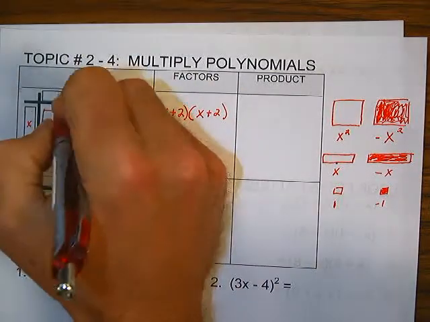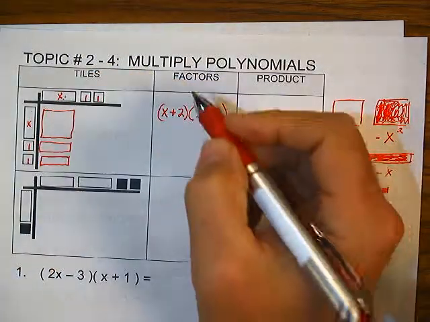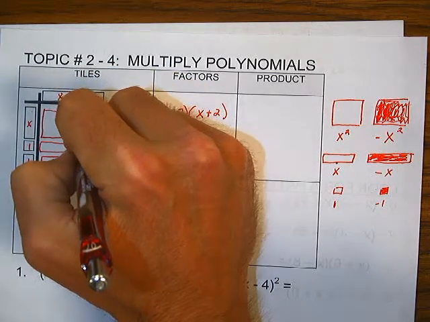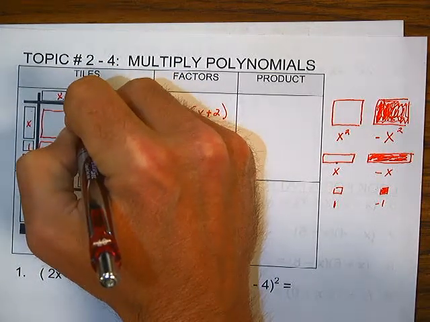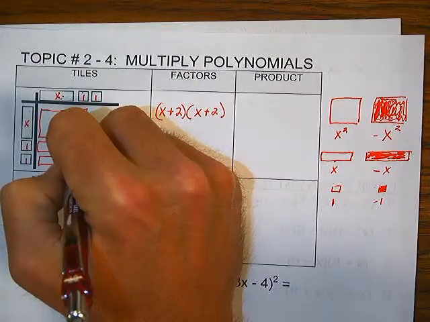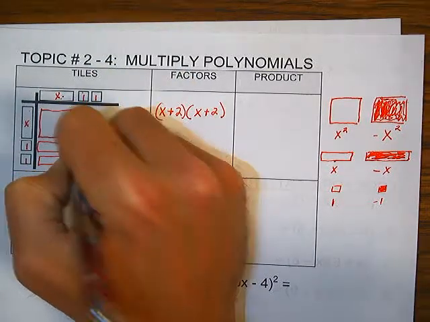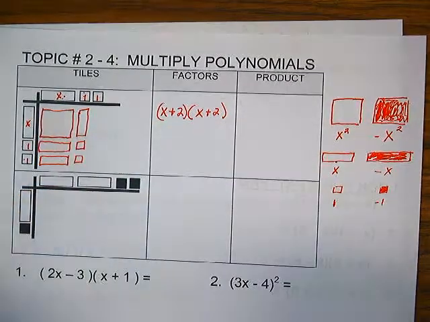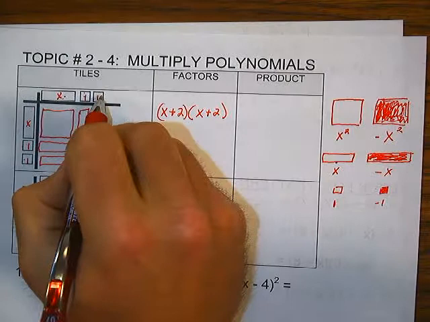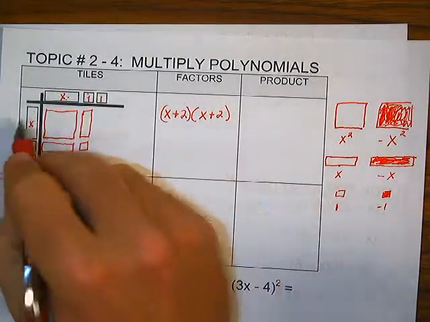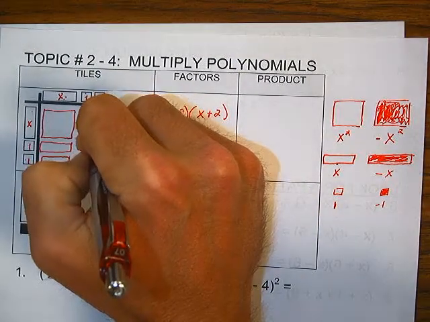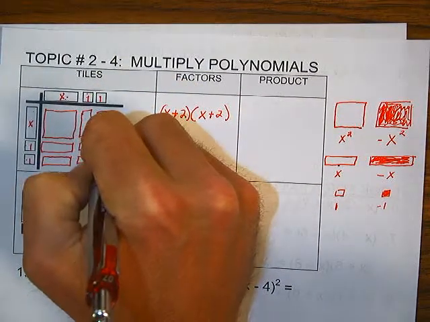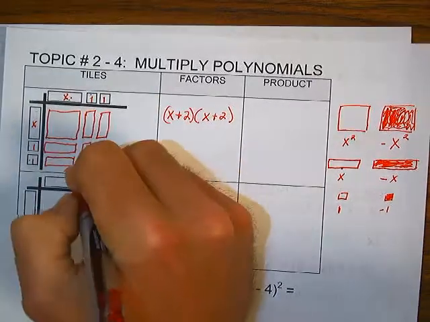Now we finish with the x's. I go to the 1. 1 times x is x. 1 times 1 is 1. 1 times 1 is 1. Then we go over to the other one. 1 times x is x. 1 times 1 is 1. And 1 times 1 is 1.